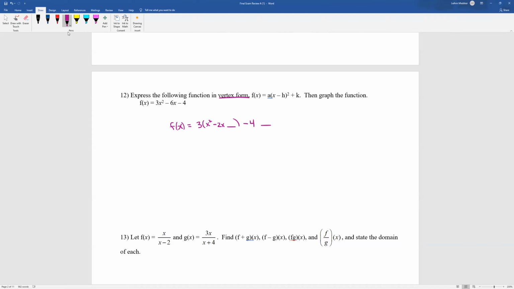So remember, when you're taking this and trying to figure out what to add here, we take half of the middle term and then we square it. So that's negative 1 squared, which is 1. So I'm going to be adding 1 inside my parentheses, and that will make that trinomial factor into the same binomial twice. Now, what I really did, though, was a 3 times a 1.